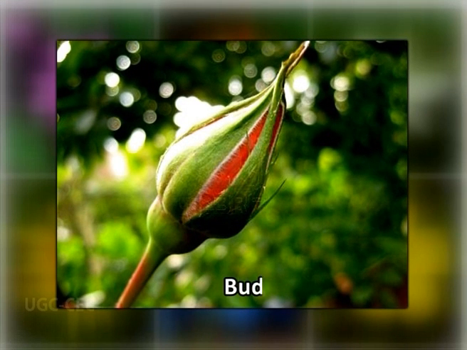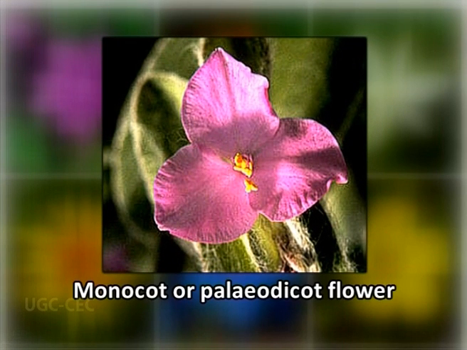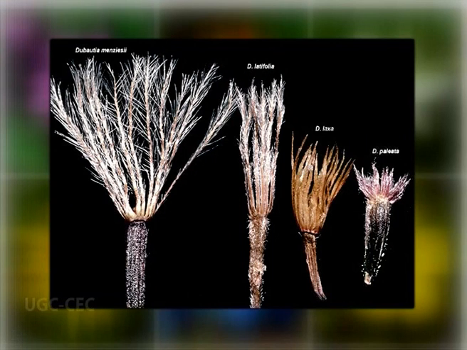When the flower is in bud stage, the sepals enclose and protect the more delicate floral parts within. The calyx and the corolla together form what is known as the perianth. The number of sepals in a flower is called its merosity. The merosity of eudicot flowers is typically 4 or 5, whereas merosity of a monocot or paleodicot flower is generally 3 or a multiple of 3. The form of the sepals varies considerably among the flowering plants.